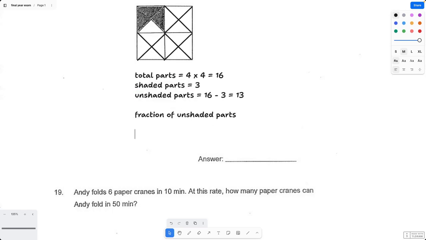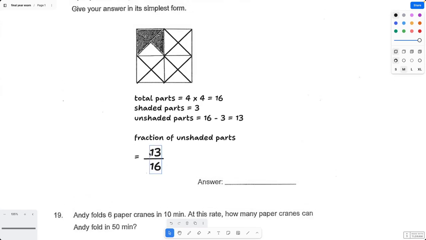Okay, actually pretty straightforward. In this case, it's actually 13 out of 16, right? In this case, that's it. Can't really simplify because 13 is a, for those interested in math, 13 is a prime number because 13 can only divide by itself. So the answer to this is 13 out of 16. Okay, and there you go. That's it. Answer is 13 out of 16.